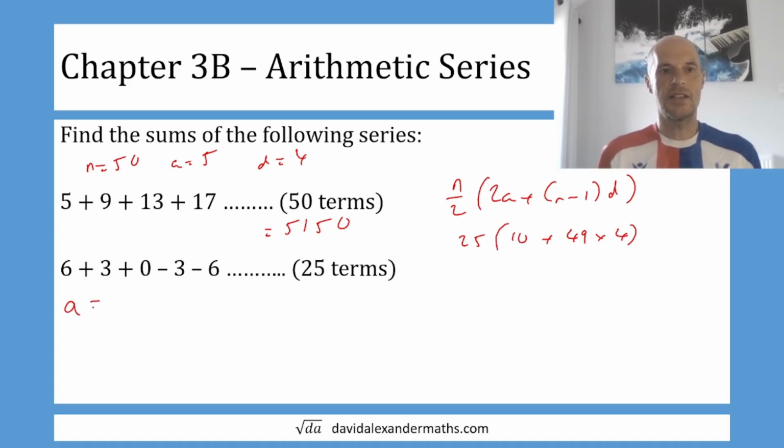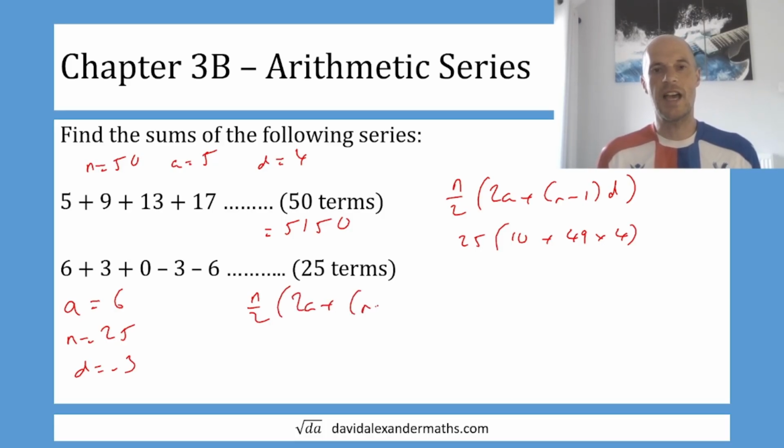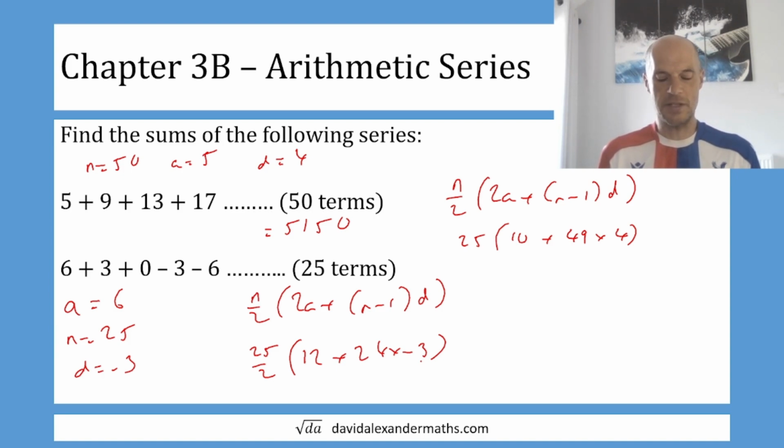In this next term, a is 6, n is 25, and d is negative 3. So again, it's n over 2 lots of 2a plus n minus 1d. So n over 2, that's 25 over 2. 2 times a, which is 12, plus 24 times by negative 3. So 24 times negative 3 plus 12 times 25 divided by 2. That comes to minus 750.